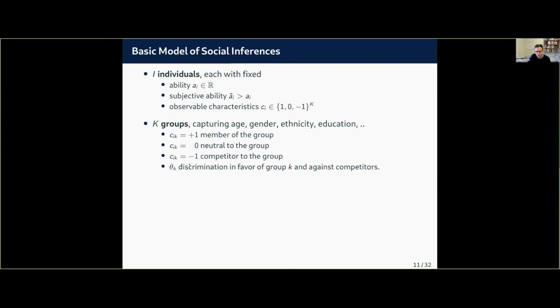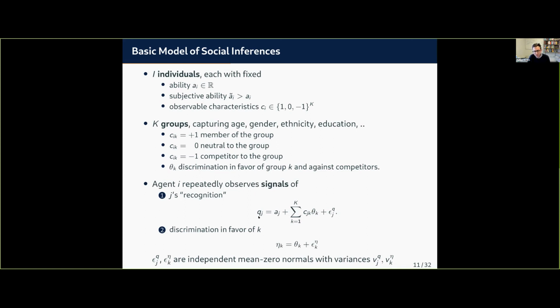And we have a parameter theta_k, which captures the discrimination in favor of group k and against all competing groups. What we want to capture here is that, let's say there are two people up for promotion, and then there's just a structural discrimination in society against one of these groups. This makes it more likely for the competing person to be promoted. So this parameter captures the extent to which we have discrimination against certain groups in society. Each agent repeatedly observes a signal about each other person, which is that person's ability plus the sum of all the discrimination terms plus IID noise. The person also observes an unbiased signal about the extent to which there's discrimination against any group. So this is a direct generalization of the two-people example, but now we have more characteristics than male-female, we have this whole vector, and we again get unbiased signals.